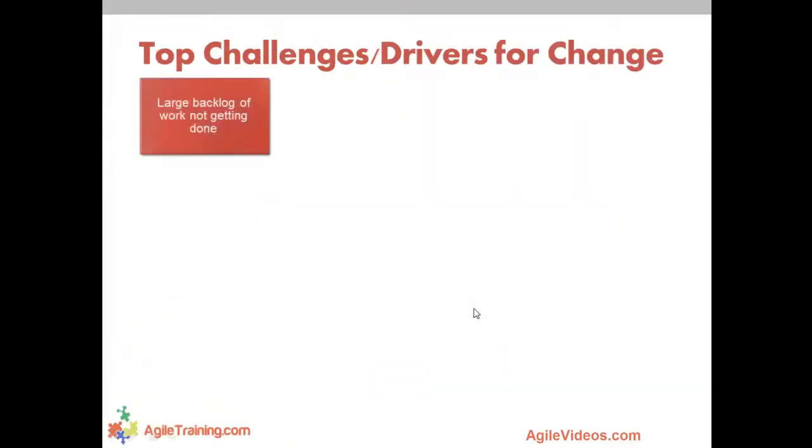So here's the top challenges. Large backlog of work that's not getting done. And quite frankly, these challenges that I'm going to go through are the drivers for change. This is why organizations are moving to Agile. This is why organizations are thinking about changing portfolio and doing it differently, because a lot of these are common in several organizations. So we got a lot of work that we're not getting through.